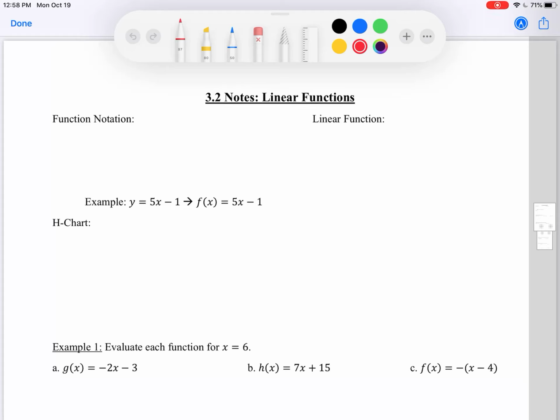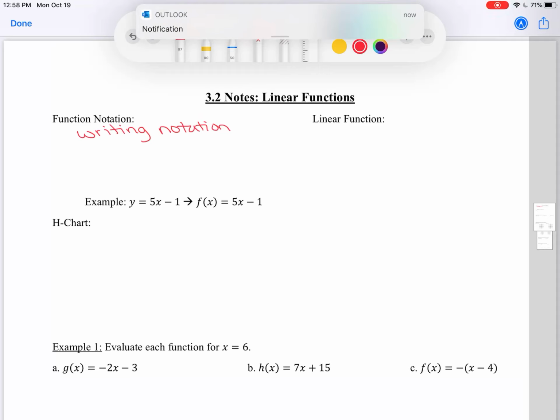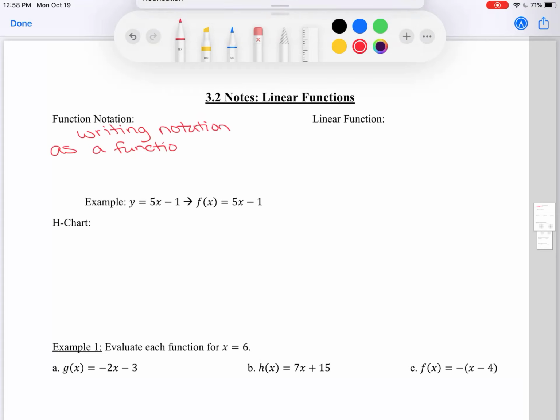So to get started, we have the vocab word function notation. All right. From here on out, you might see function notation throughout Algebra 1, Geometry, Algebra 2, and even Trig. So what function notation is, it's writing a notation as a function of other variables.